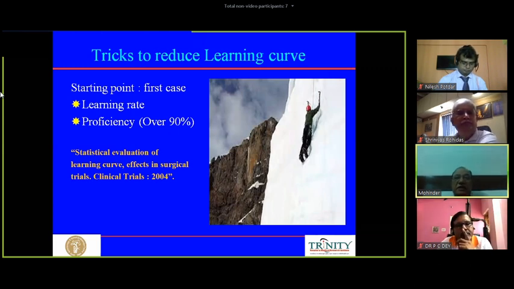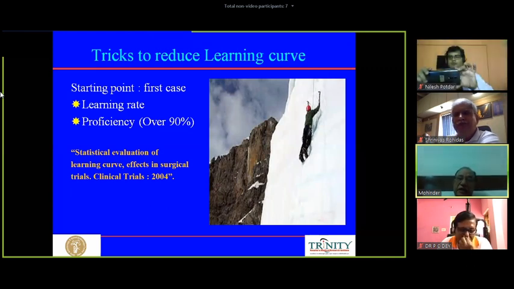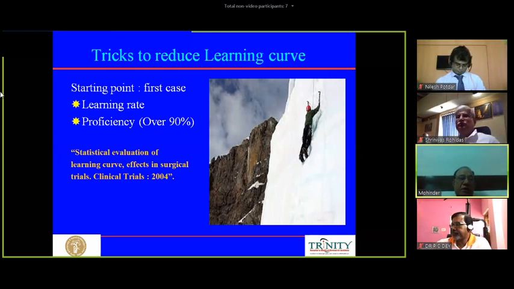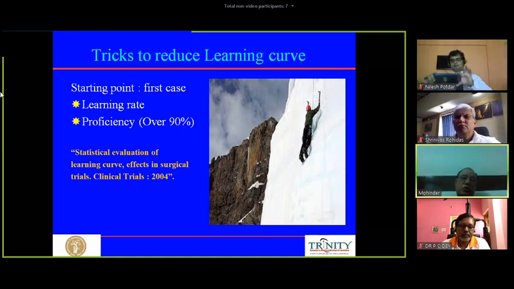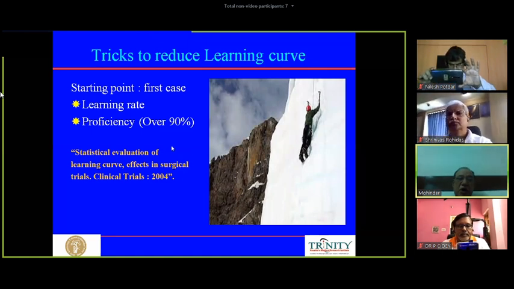I think the learning rate is very, very individualistic. Every surgeon has different skills, and every surgeon has a different rate of learning. So to have a proficiency of 90%, a surgeon has to do a couple of cases. There is one paper in Clinical Trials in 2004, statistical evaluation of learning curve effects in surgical trials. So to have a proficiency of 90%, how many cases you should be doing and after how many cases you should be proficient, that I'll be sharing again with you.